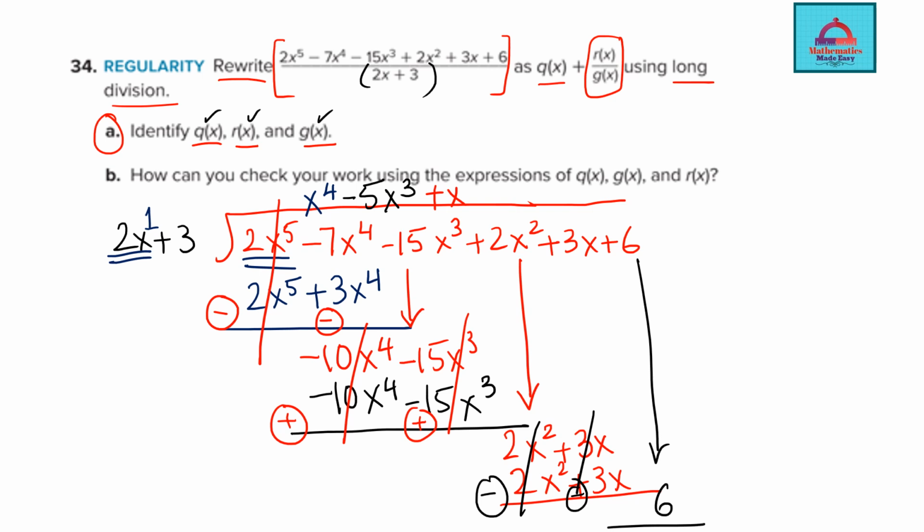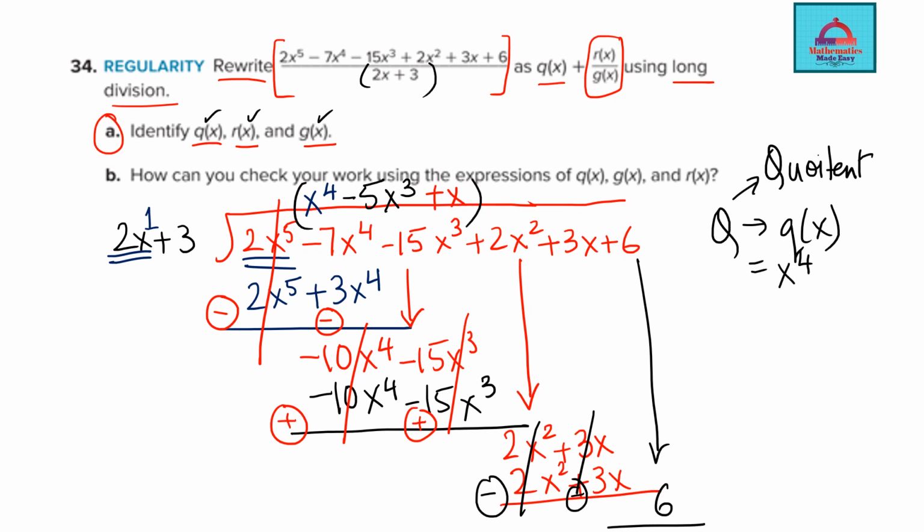So we have got our answer, our quotient, which in short is the notation for quotient. So let me write it in this way. So this is the number on the top. So this polynomial is x to the power 4 minus 5x cubed plus x. This is your qx. Now we need rx, which is your remainder. So remainder is the one which is left at the bottom. So it is this number 6. So your rx value is 6.